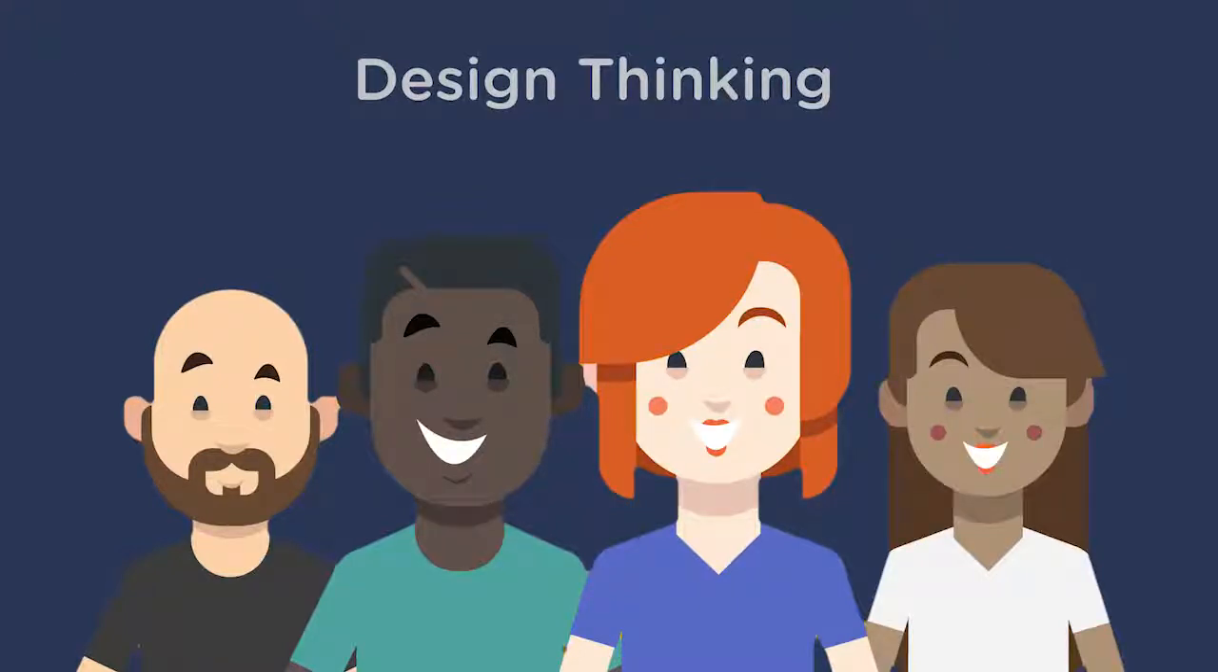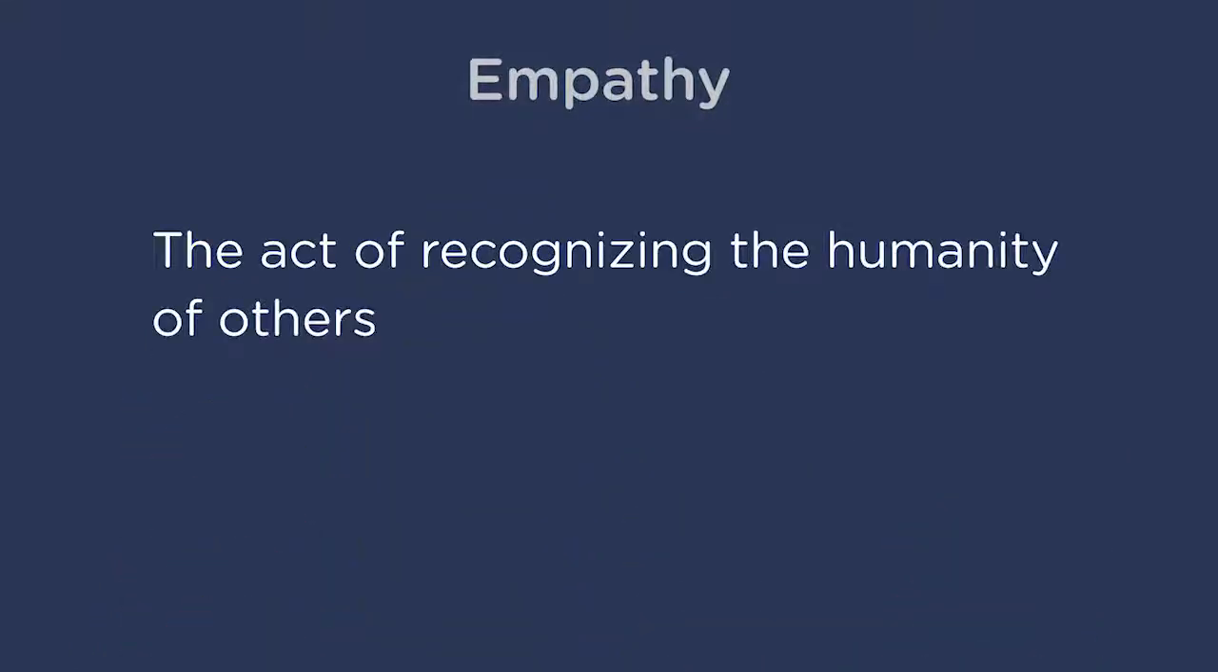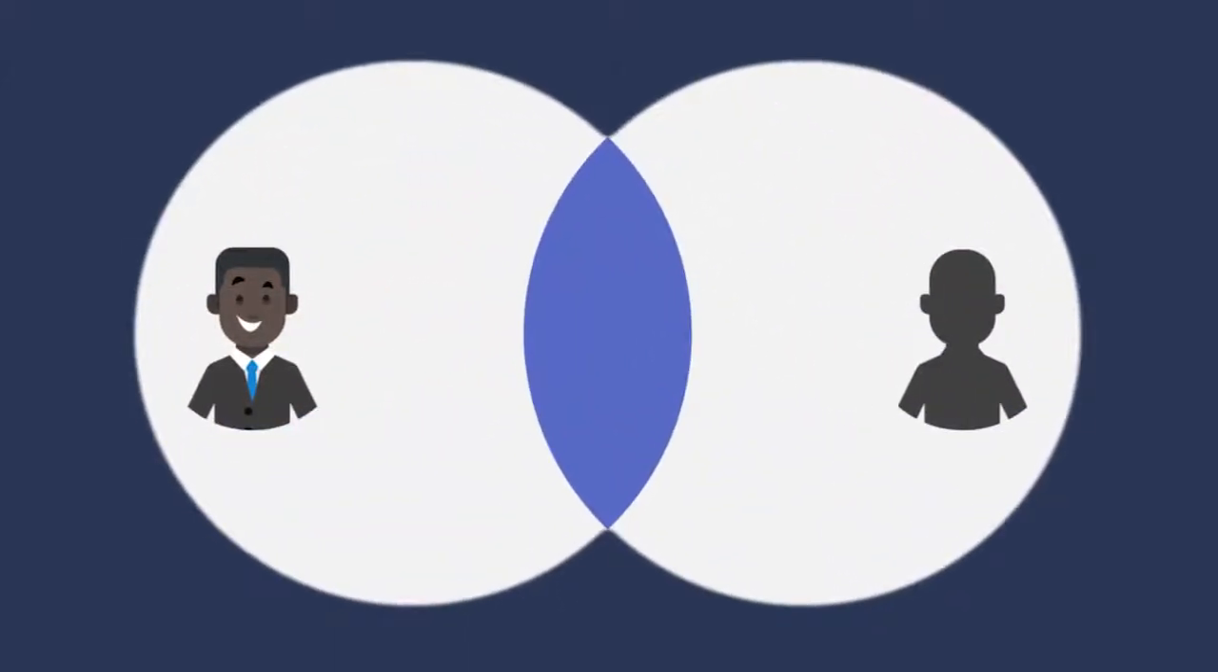Design thinking is a mindset rooted in the practice of empathy, which is the act of recognizing the humanity in others. Another way of putting this is that you'll have to look for the overlap between what you need and what the users need. A design thinking method of figuring out the overlap between you and your users' needs could be to create a questions and assumptions matrix.